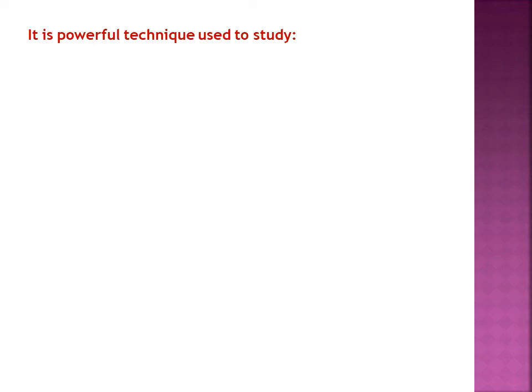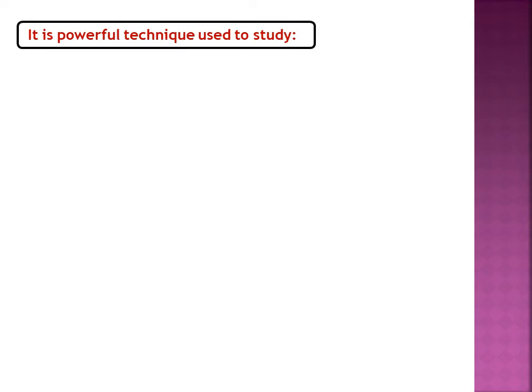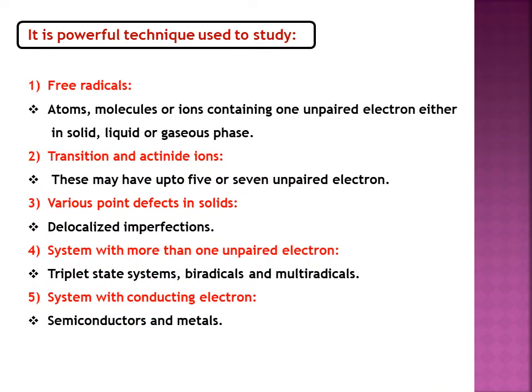Now ESR spectroscopy is used to study different types of molecules which contain free radicals, triplet state, unpaired electrons or paramagnetic molecules. It is a powerful tool to study first free radicals, atoms, molecules or ions containing one unpaired electron, either in solid, liquid or gaseous phase. But generally, gaseous phase molecules are very difficult to study with the help of ESR spectroscopy.